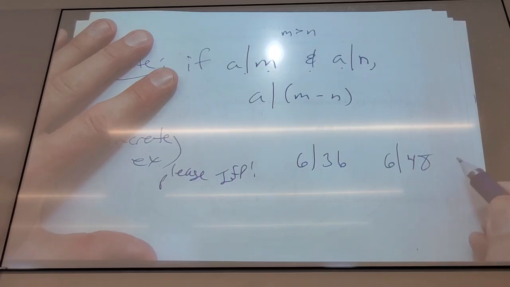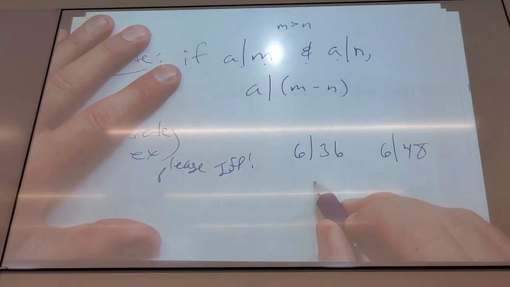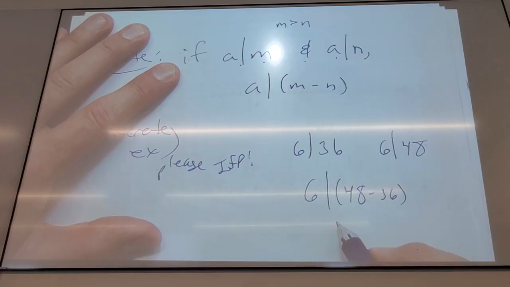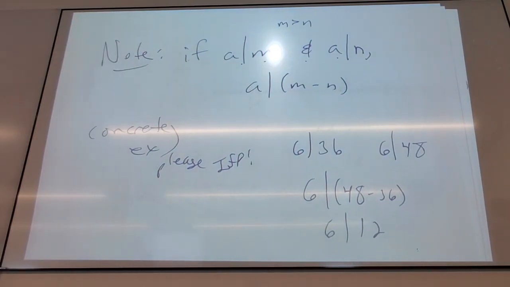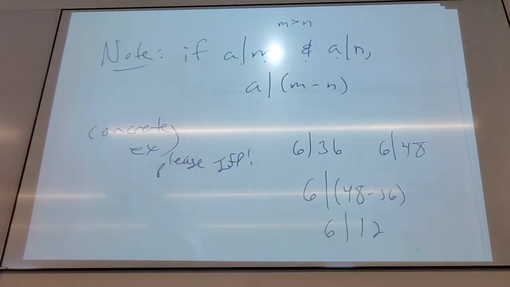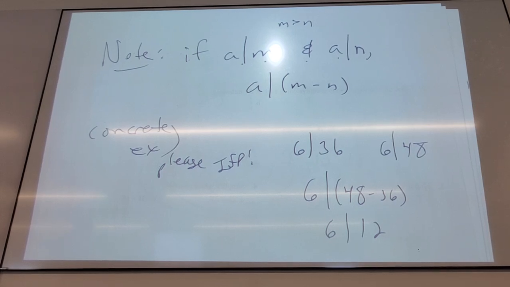48. My claim is 6 should divide 48 minus 36. Well, what is 48 minus 36? 12. Now, is that true? Does 6 divide 12? Does 6 go into 12? Yes. Okay. So why does this make sense? Do you all agree with me?